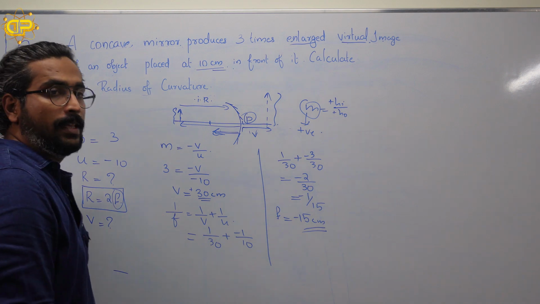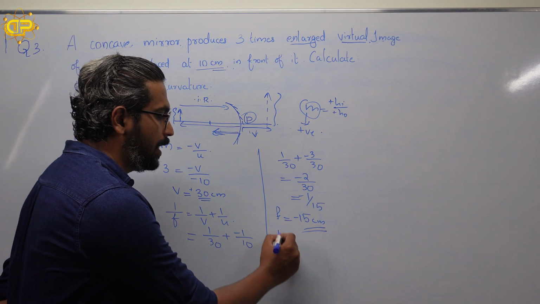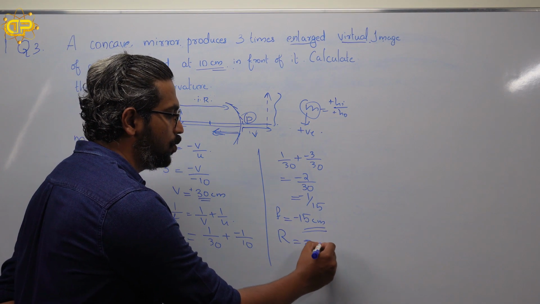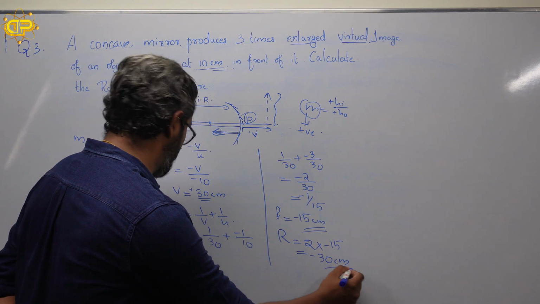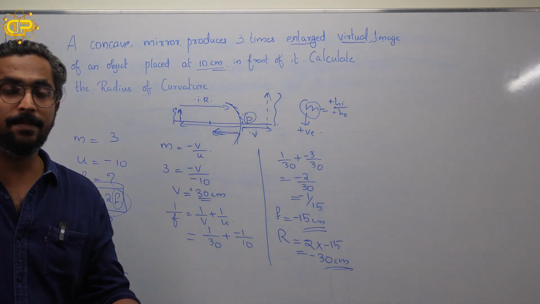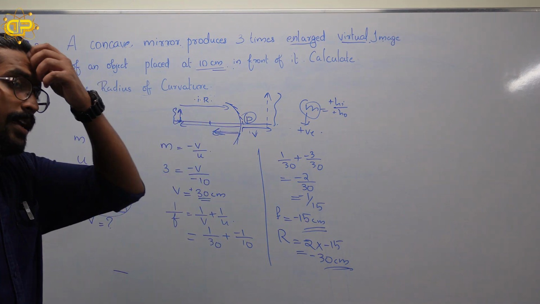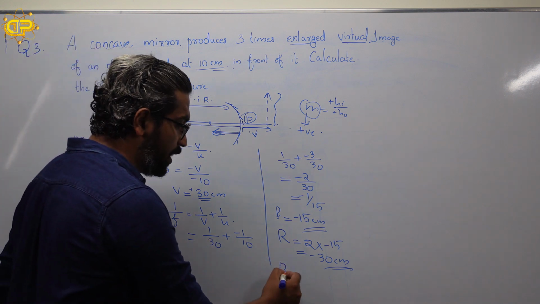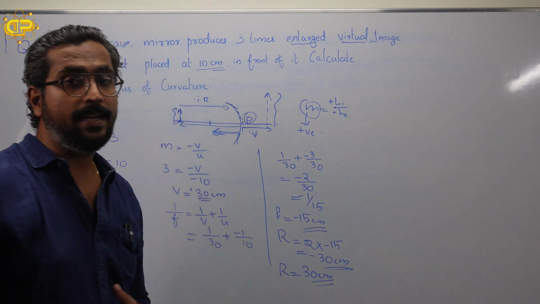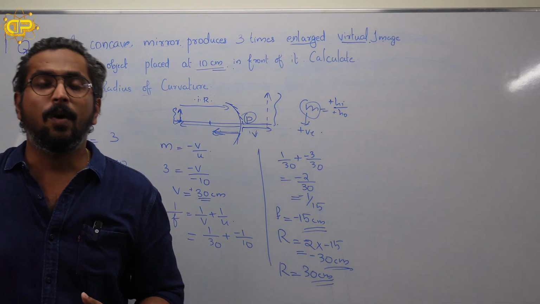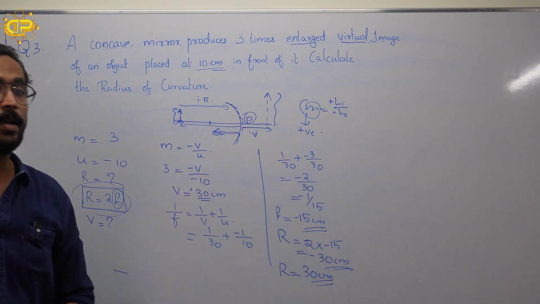Now, simple mathematical equation: R is equal to 2 times F, or R is equal to 2 into minus 15, that is equal to minus 30 centimeter. That minus sign implies that R is also opposite to the incident ray. Or simply, R is equal to 30 centimeter, and that minus sign implies it is on the opposite side of the incident ray. So this is all about this question.